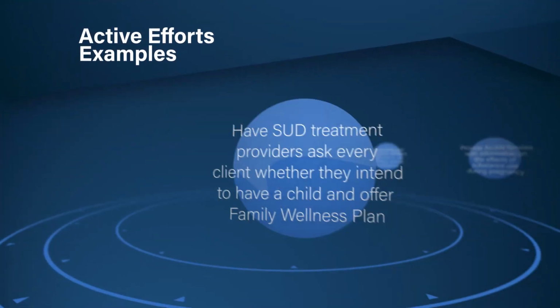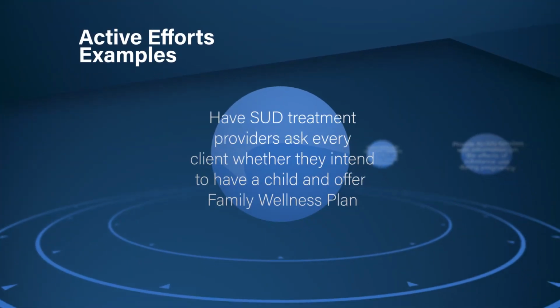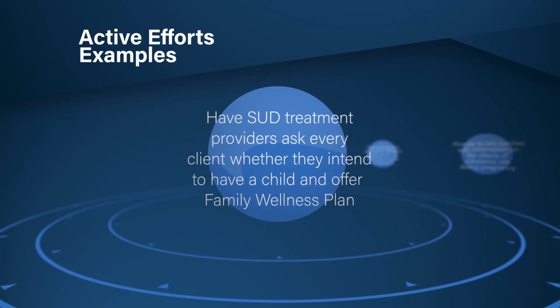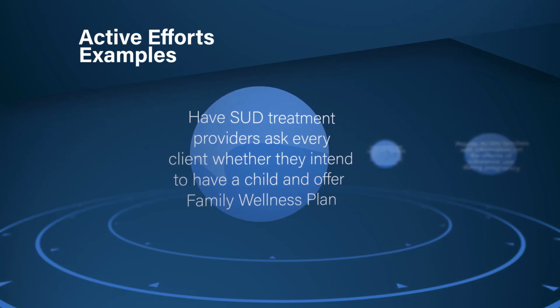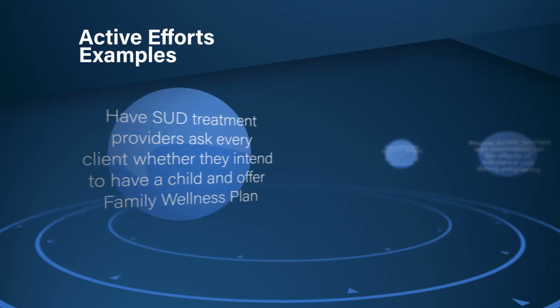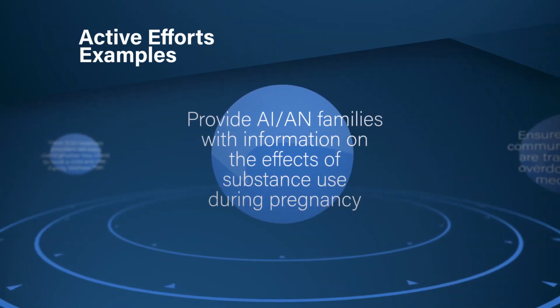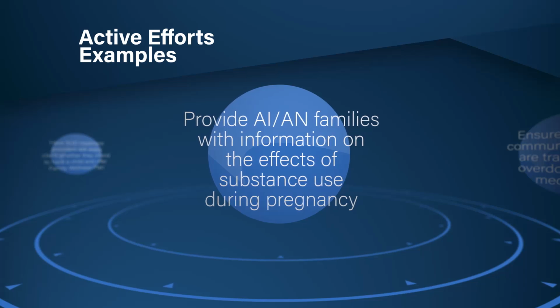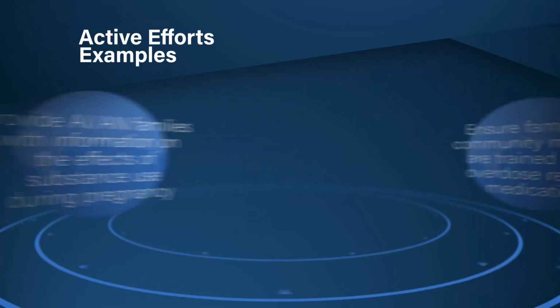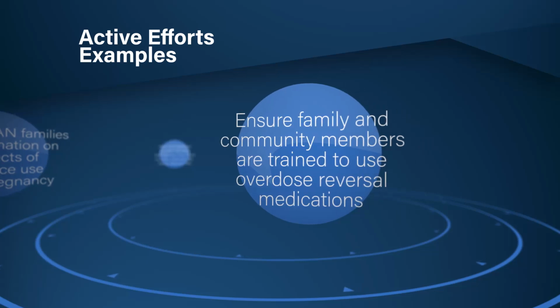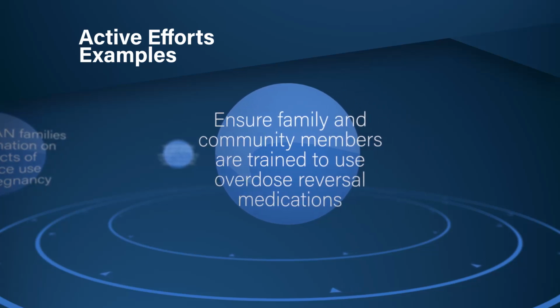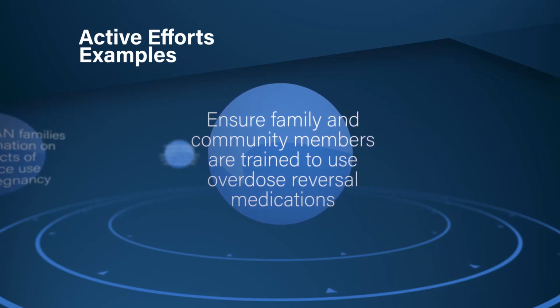Here are 3 examples of active efforts at this point. 1. Have SUD treatment providers ask every AIAN client whether they intend to have a child within the next year. If yes, offer them a family wellness plan to help prevent prenatal substance exposure. 2. Provide AIAN families with information on the effects of substance use during pregnancy. 3. Ensure family and community members are trained to use widely available overdose reversal medications such as naloxone.